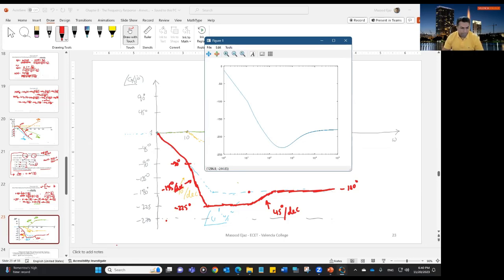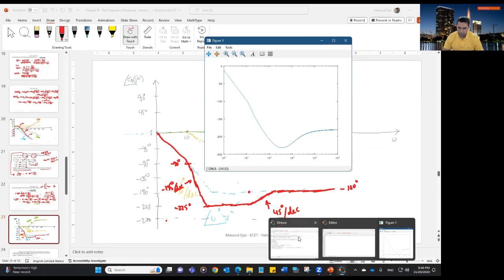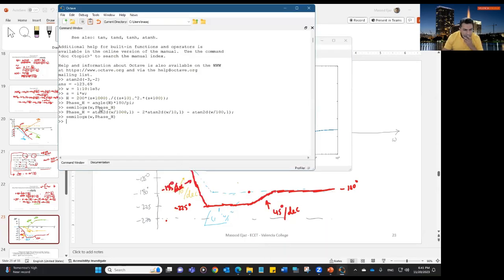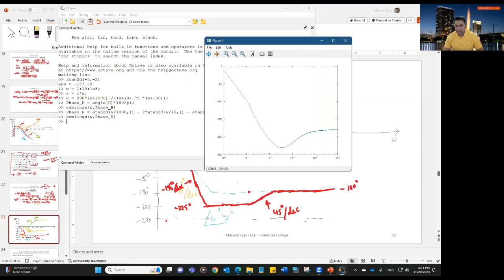I wonder why the phase function is not plotting it properly. That's strange. Phase of H, angle of this, squared times S plus 100. The equation is correct. It's strange. I'll see why it is not doing it correctly. But yeah, this is plotting it correctly according to what we have. Of course, it's exact, as I said, not approximate.